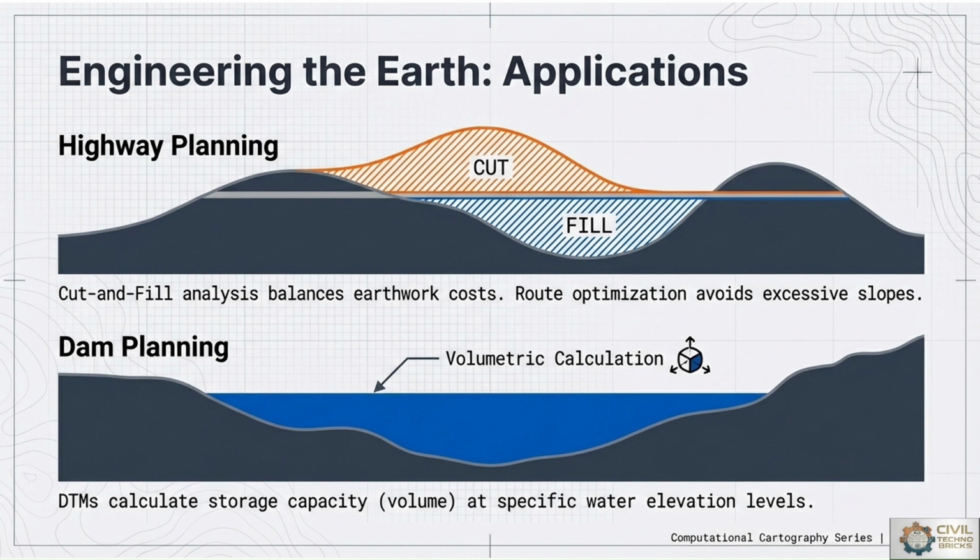From the dam planning point of view, we have to provide a huge amount of space to store the water. So the digital terrain model calculates the storage capacity, that is volume, at specific water elevation levels. With reference to that, each and every coordinate is marked with its elevation so that we can calculate the actual volume of water that will be stored on the available surface.